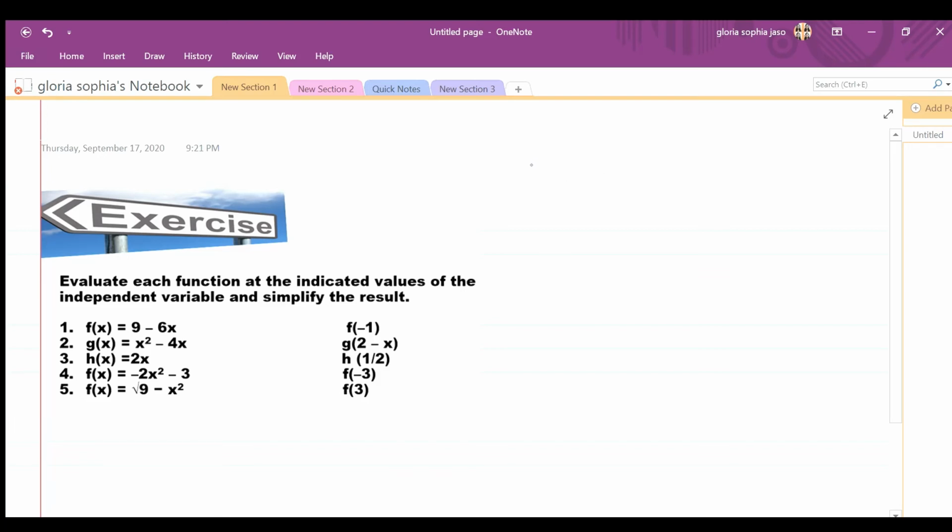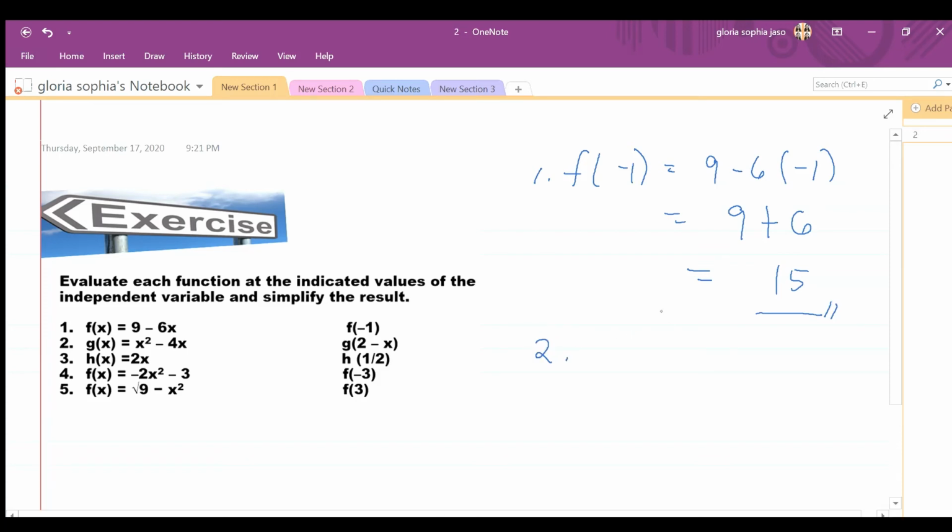So, nagawa ba, class? So, sa number 1, the function is f of x equals 9 minus 6x. So, we should evaluate f of negative 1. So, 9 minus 6x, substitute lang natin kay x si negative 1. So, simplifying, negative 6 times negative 1, that's positive 6. So, the answer is 15. Okay. Next.